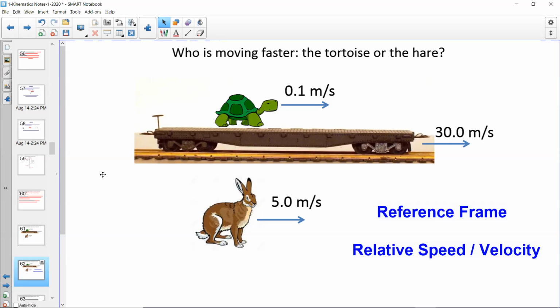So depending again on frame of reference, someone standing on the sidewalk has a different frame of reference and sees the motion differently than you do, actually in the same car. Everybody in the car sees it the same way, but someone outside the car would see it differently.